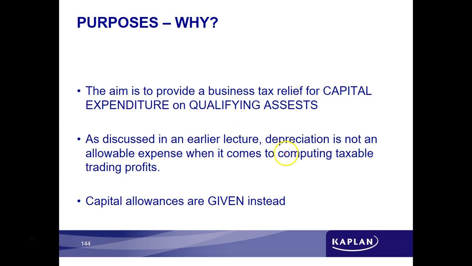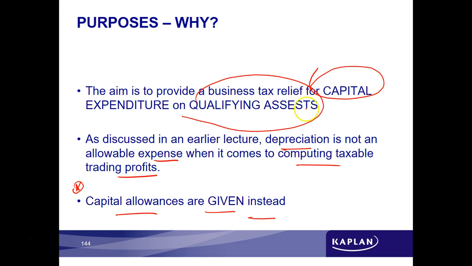So the key point here is that depreciation is not an allowable expense when it comes to computing taxable trading profits, and in its place, capital allowances are given instead. Now, these capital allowances are only allowed on certain qualifying assets. Qualifying assets, right? So we will look at what is considered a qualifying asset. By the way, first of all, just to help you remember, buildings are never qualifying assets, the buildings themselves.